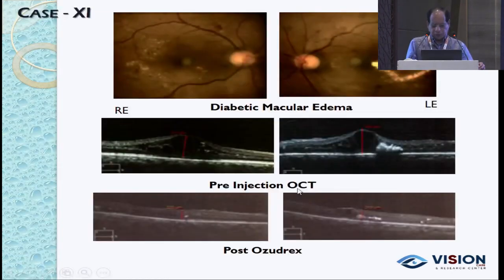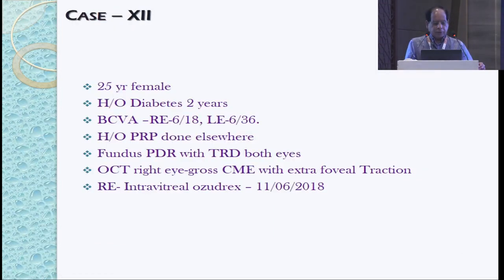There is another patient who has received Ozurdex. The CSME has decreased. This is a 25-year-old female. Unfortunately, she was diagnosed as diabetic 2 years back and was having retinopathy. She underwent PRP elsewhere, and when she came to us, she was having PDR with TRD. OCT in the right eye shows gross CME, but with extra-foveal traction.